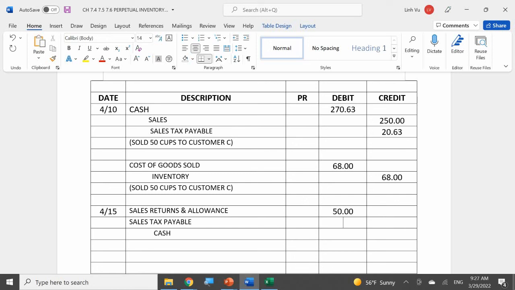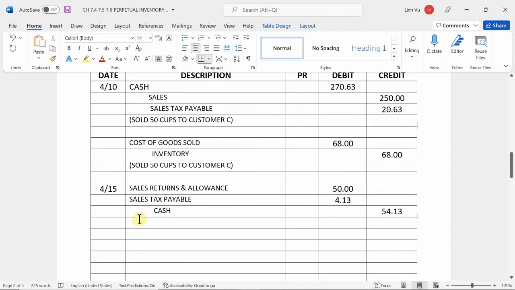Make sure it's 0.0825. So it would be $4.12, or 13 because it's 0.125. Tax is always going to be rounded up. 13. So in this case, I'll be refunding $54.13. Okay?